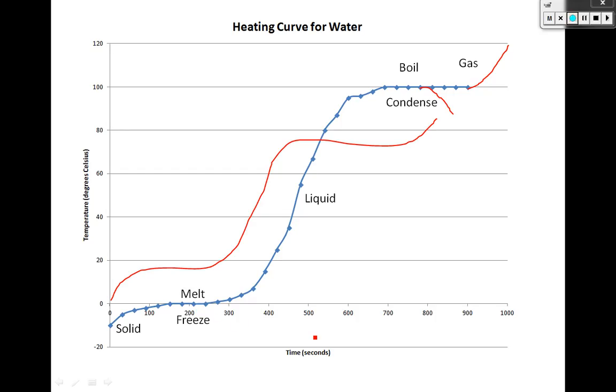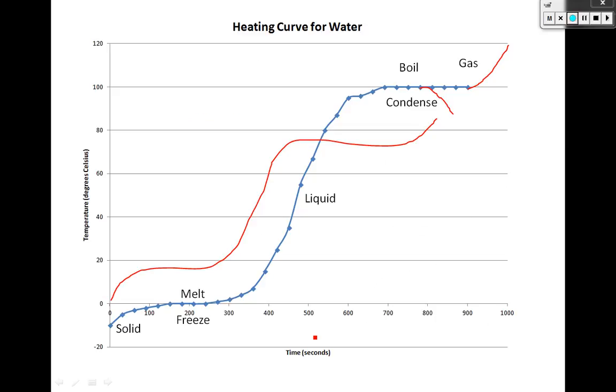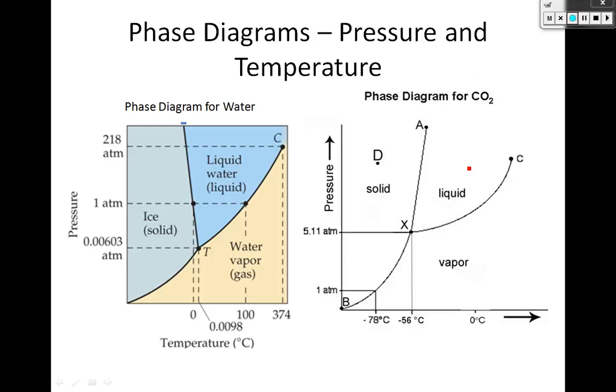All right, so now let's look at a different graph. These are called phase diagrams, and they relate pressure and temperature. So far, we've only been talking about temperature. We've said things freeze at a certain temperature and things boil at a certain temperature. But pressure also has to do with it.